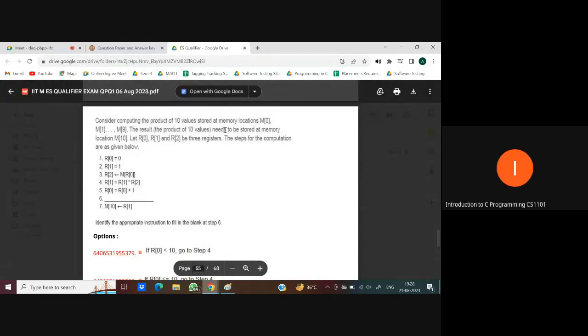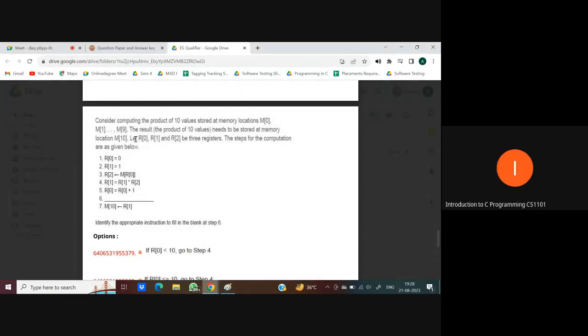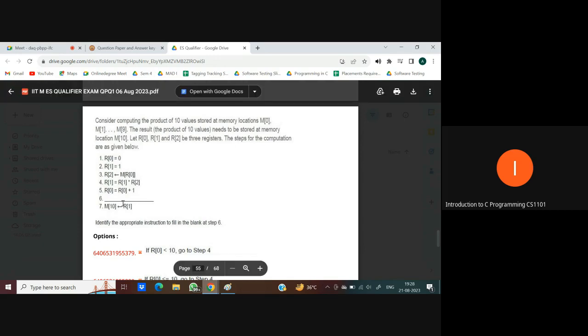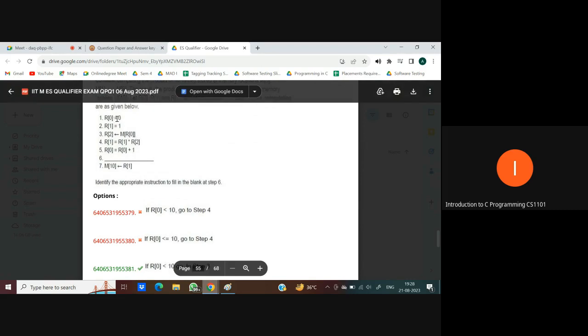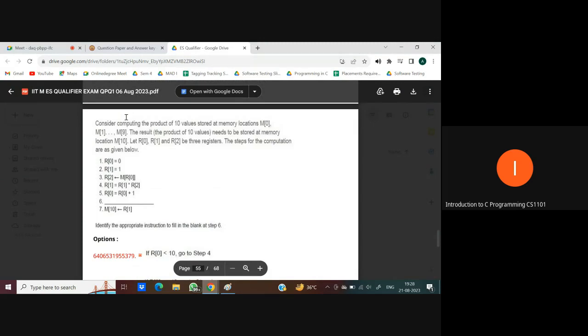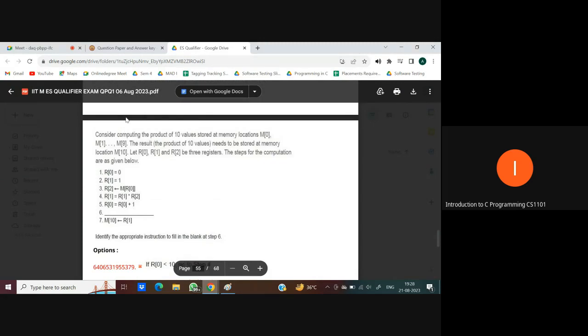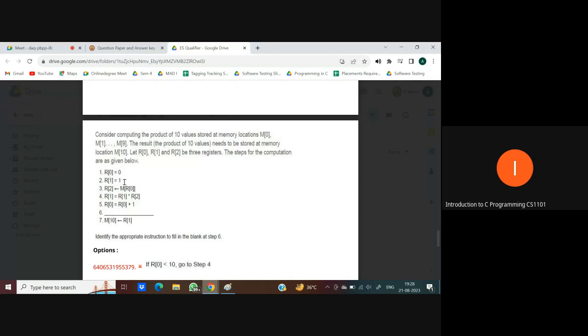Okay, so we have to store the result at the M10 memory location. We are given 3 registers for some internal, temporary processing: R0, R1, and R2. And we are also given these steps. We just have to predict the missing step from here. R0 is initialized with the value 0. So it is probably going to be a counter that helps us keep track of how many memory locations we have visited so far. R1 is 1. This is going to be the actual variable where we store the result, the product.